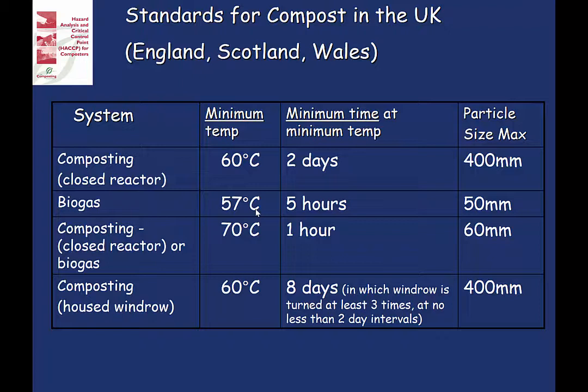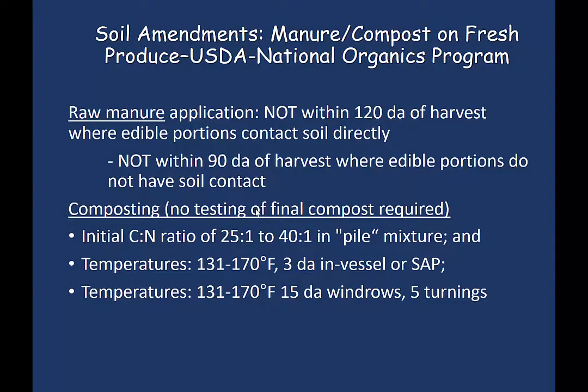In England, in the UK, they specifically have, for their minimum temperature, 60 degrees for composting in a closed reactor for 2 days. Biogas is 57 degrees for 5 hours, and then composting is 50 to 60. So again, that's a little bit different than what we have. What we have is 130 to 141 degrees for 3 days in vessel, and then 130 to 170 for 15 days with 5 turnings. So they're a little bit different, but these are the requirements that we have.